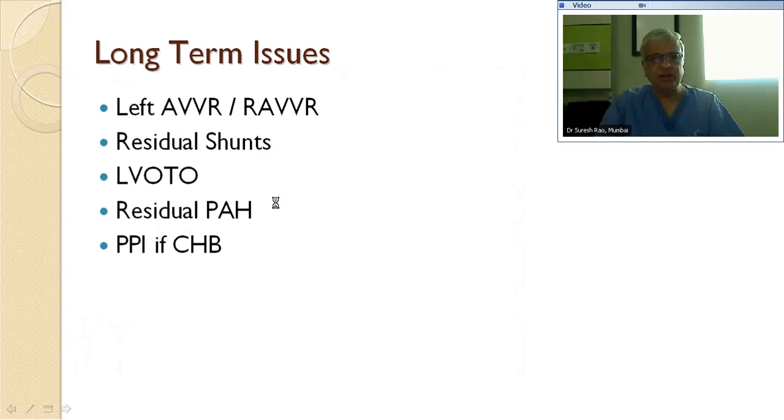Long-term issues to be seen are left AV valve regurgitation, right AV valve regurgitation, residual shunts, left ventricular outflow tract obstructions, residual PH if the AV canal is corrected at a much later age, and of course issues of permanent pacemaker changes if the child had a complete heart block and needs PPI changes.